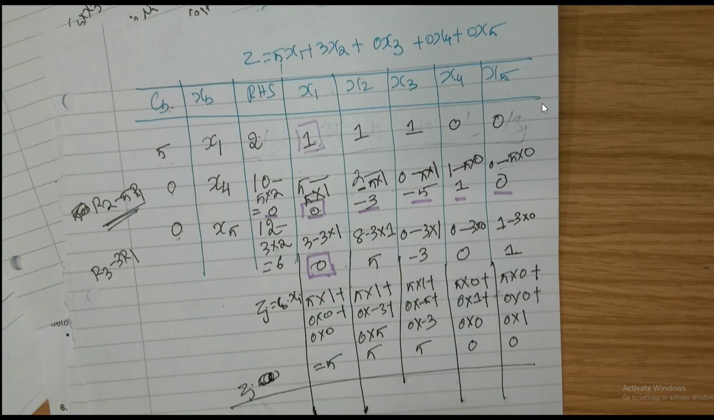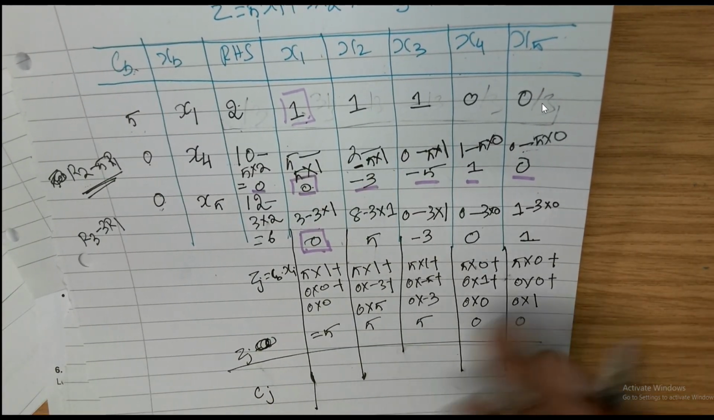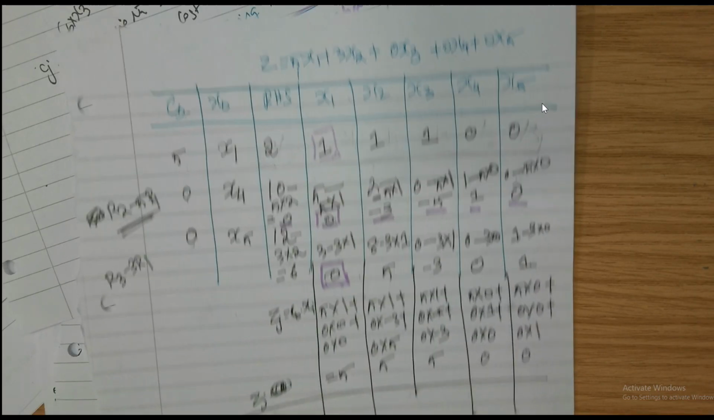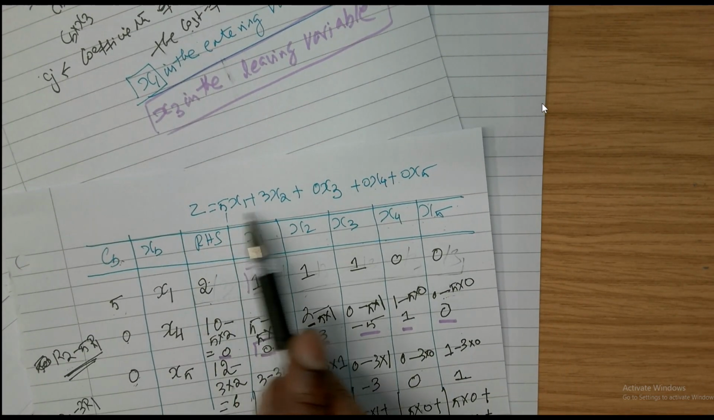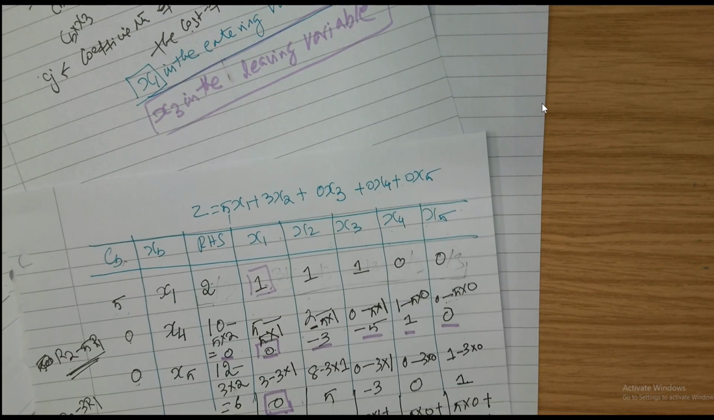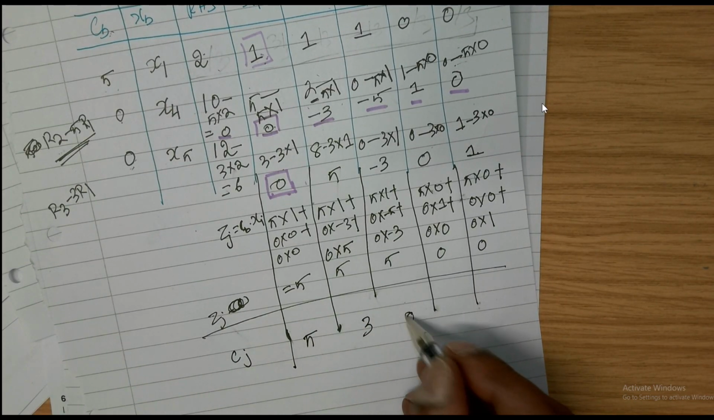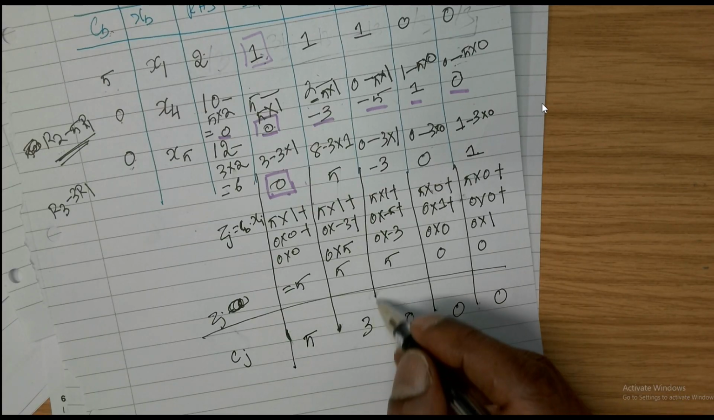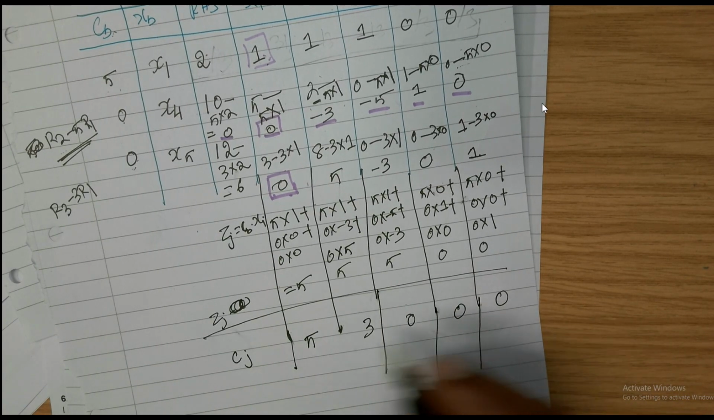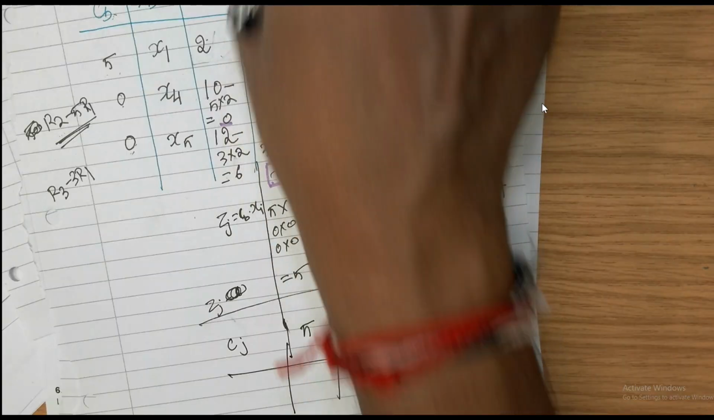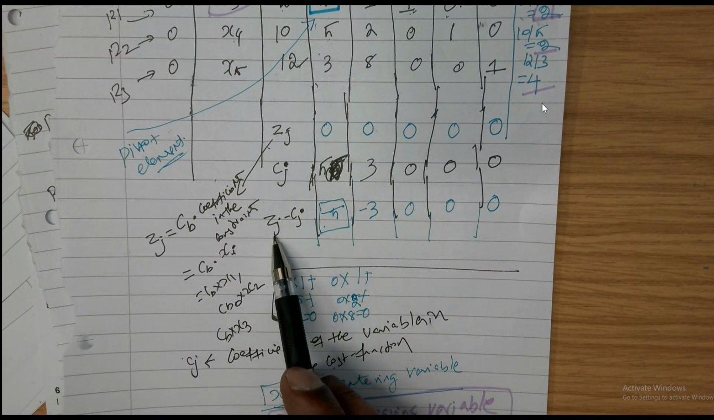So now we have to write the Cj value. Cj is nothing but the coefficients of the variables in the cost function, which is going to be the same, no? 5, 3, 0, 0, and 0. So now we have to calculate the same Zj minus Cj.